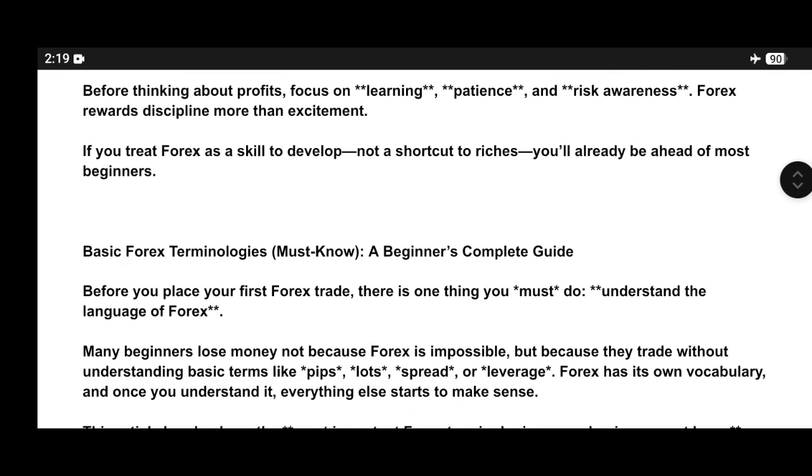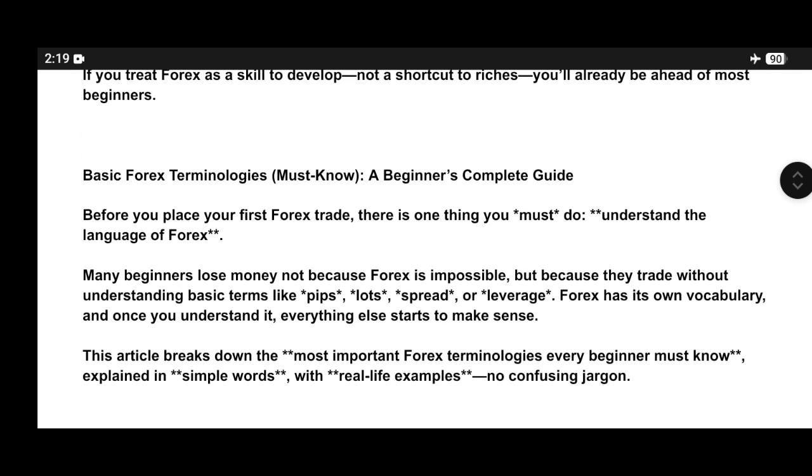Now, basic forex terminology you must know, a complete beginner's guide. Before you place your first forex trade, there is one thing you must do: understand the language of forex. Yes, many beginners lose money not because forex is impossible, but because they trade without understanding terms like pips, lots, spread, or leverage.